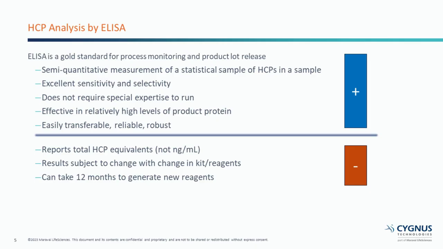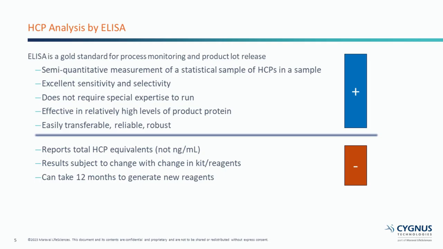Here I will talk about the different advantages and disadvantages of HCP ELISA. ELISA continues to be the gold standard for process monitoring and product lot release. And there is a reason for that. One of the biggest reasons is that it can measure nanogram per mil levels of HCP in the presence of milligram per mil levels of product protein. If designed well, it has excellent sensitivity and selectivity. It does not require special expertise to run, and it can be easily transferred across an organization or to a CDMO across the world.